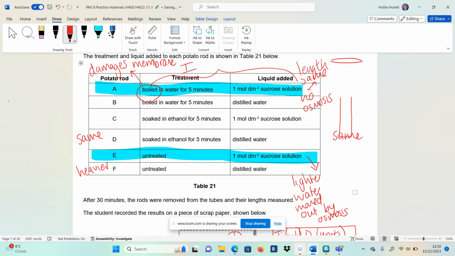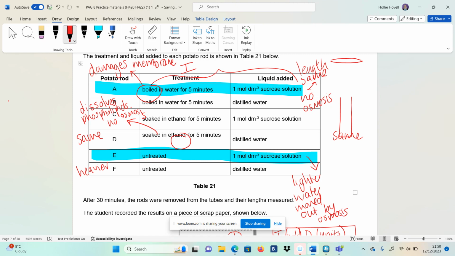So it was soaked in ethanol. So what do we think ethanol did to our membrane? Well, ethanol, we need to know, dissolves the phospholipids. That is something you need to know. Sometimes the versions of this experiment are temperature, and sometimes the versions of this experiment are alcohol. We need to know both. So it dissolves the phospholipids, and therefore there's no osmosis, and it stayed the same mass.